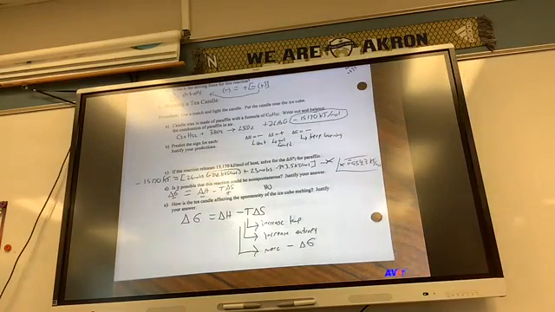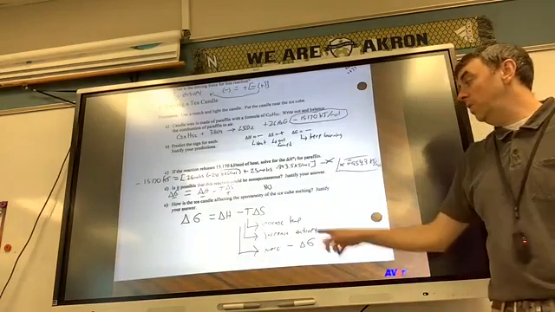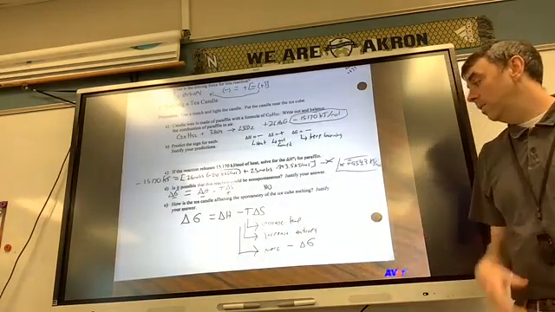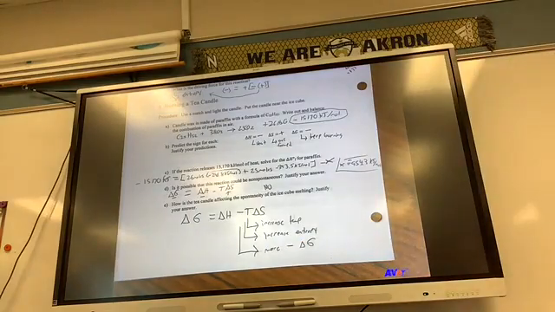E, how is the candle affecting spontaneity? It's making it more spontaneous, right? How? Well, increasing the temperature makes it more negative. Increasing entropy makes it more negative. So those all make a more negative delta G. So it's making it more spontaneous. Questions on the lab? No questions?